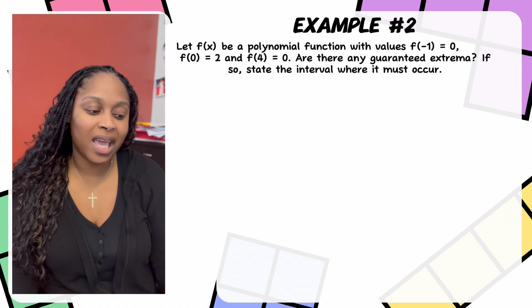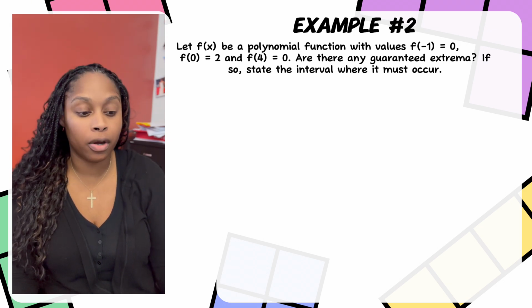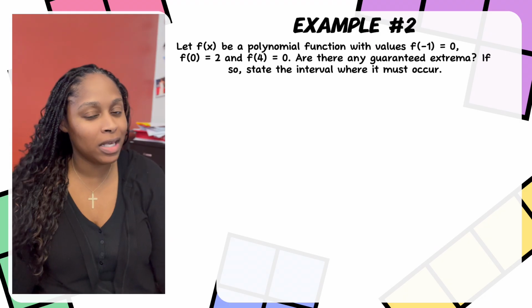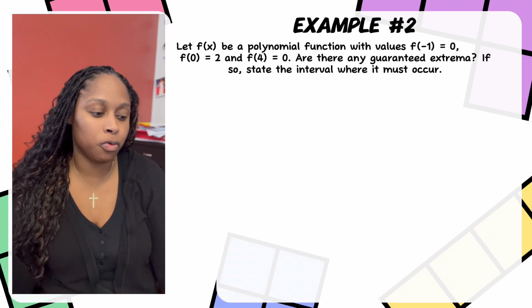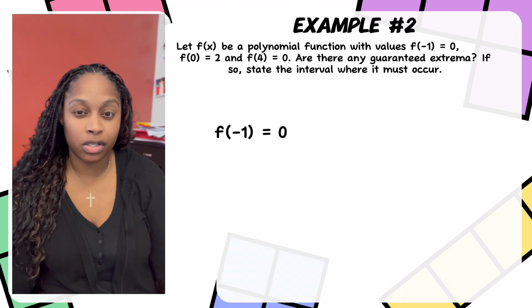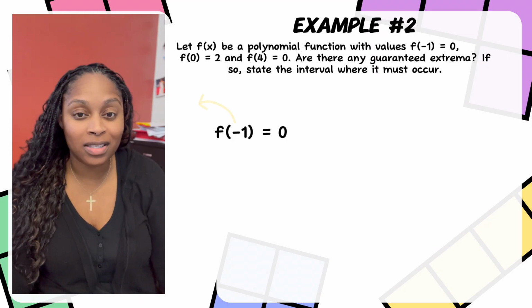Are there any guaranteed extrema? If so, state the interval where it must occur. We can make this question a bit easier if we annotate. So let's go through this. f of -1 equals 0. That is just telling me my x and y values.